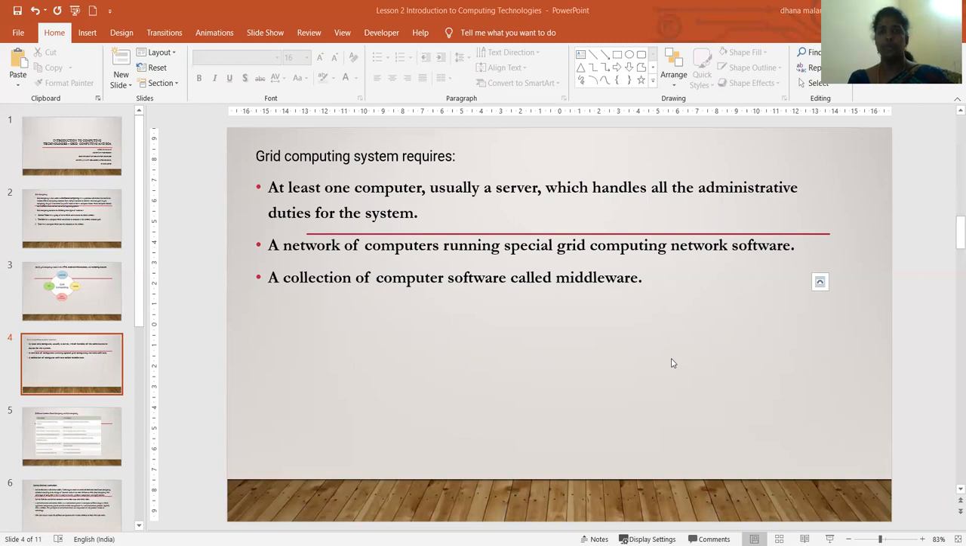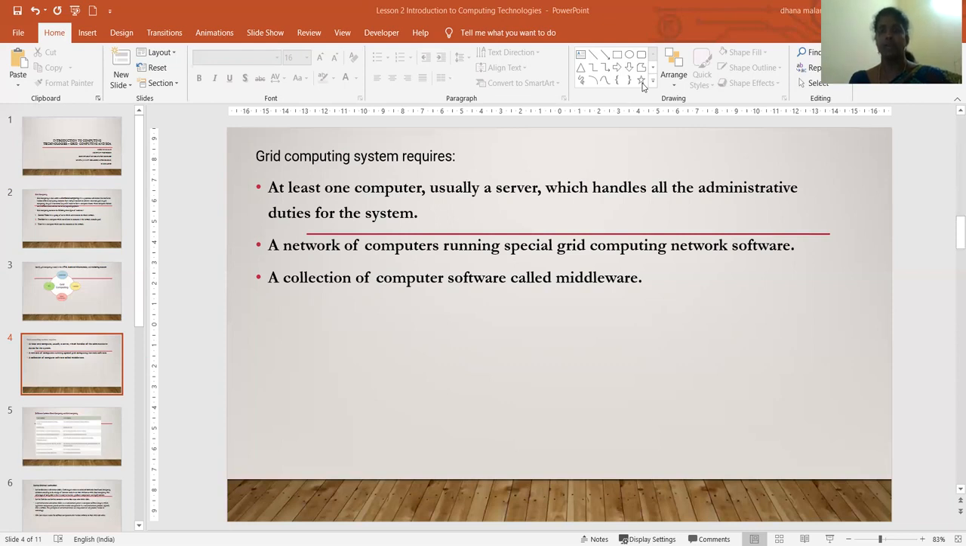Networks of computers run special grid computing network software. This computer acts both as a point of interface for the user and as the resources the system taps into for different applications. A grid computing system can either include several computers of the same make running on the same operating system or different computers running on every operating system imaginable.